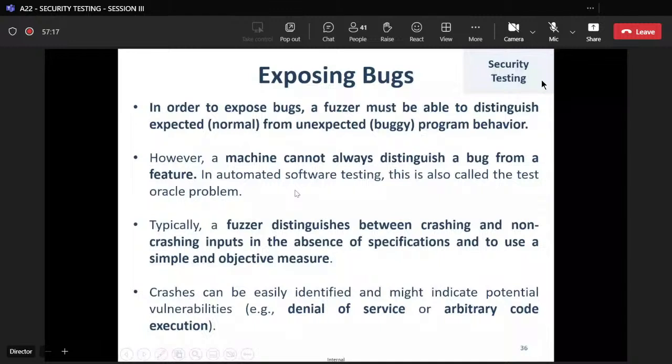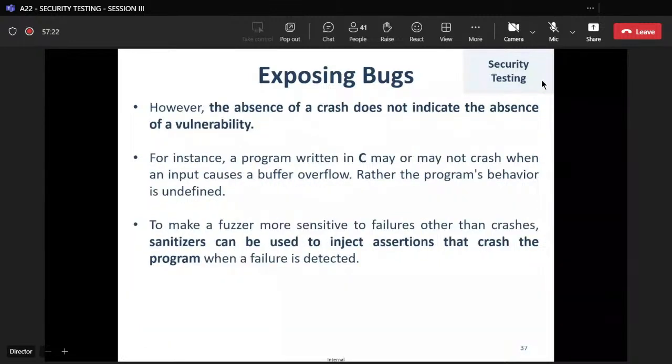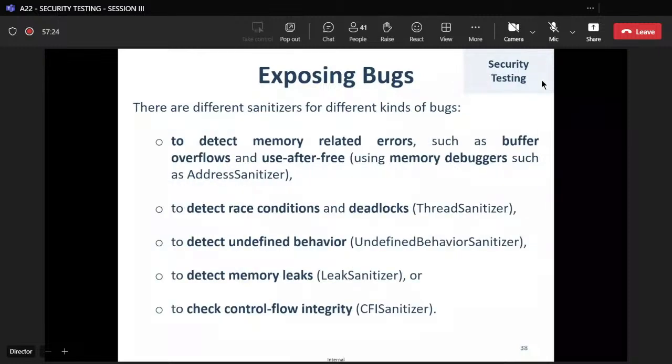And we can go to the next topic. So this is about exposing the bugs. There are different types of sanitizers that will be used for different types of bugs that can be detected. First they'll be trying to detect memory-related errors, like buffer overflows. Then they'll be trying to detect race conditions and deadlocks.